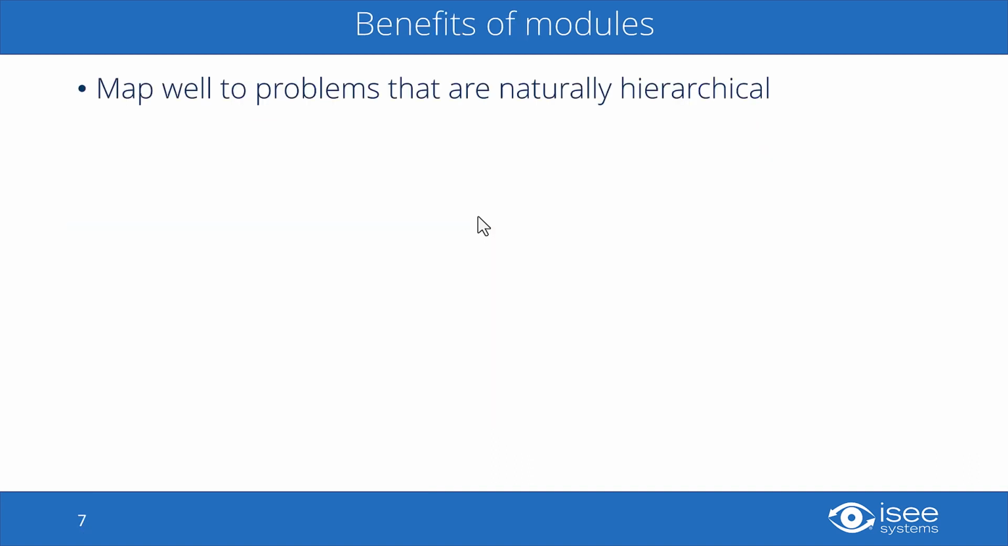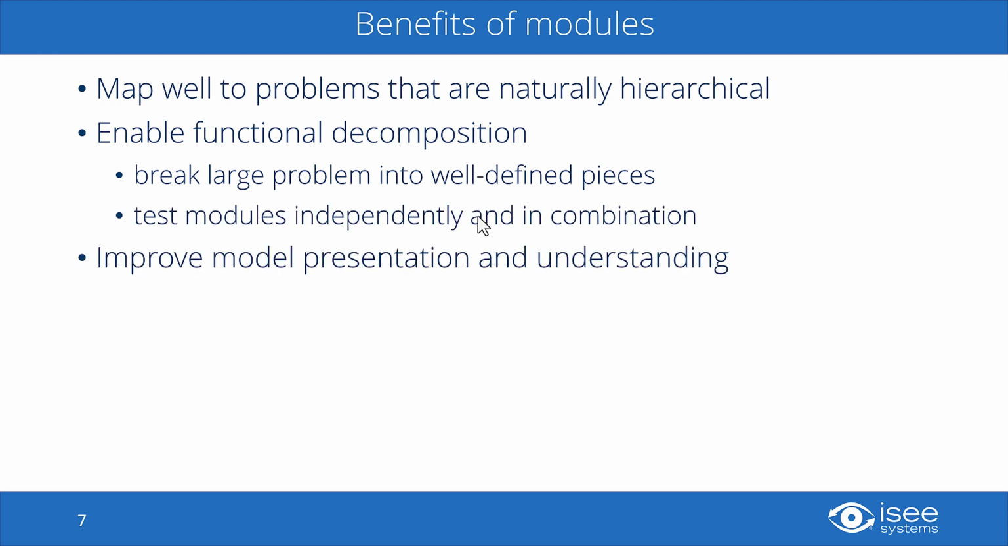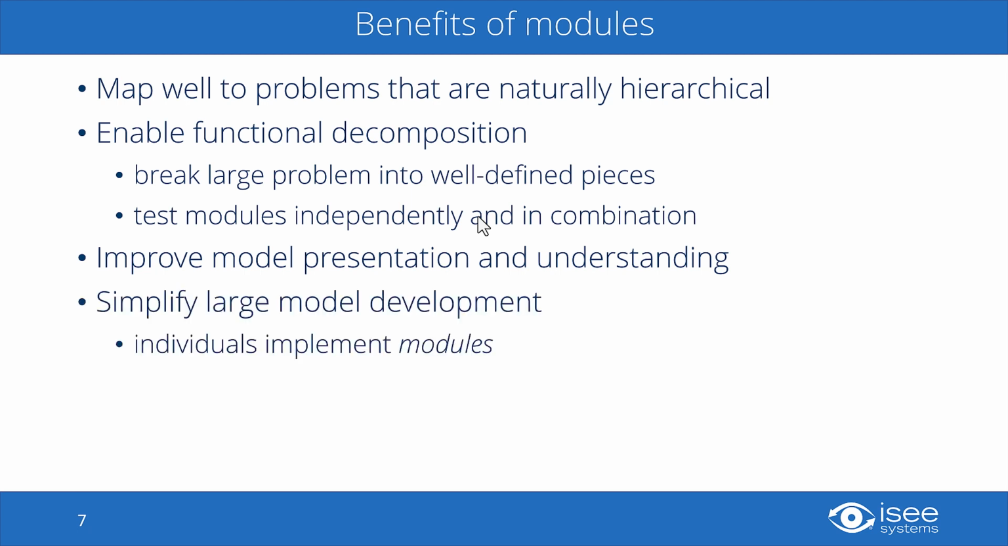Why do we want to use modules? Because if we have a hierarchical problem, they map very well to that. They let us functionally decompose our problem into smaller pieces that are well defined and that different people can work on, that you can test separately, which is here. It helps you improve your presentation of your model. It helps people understand your model.